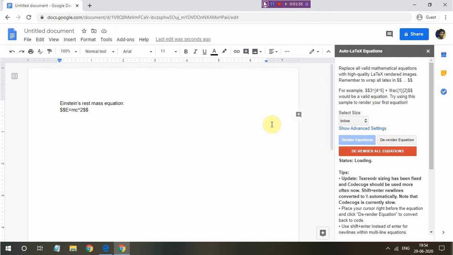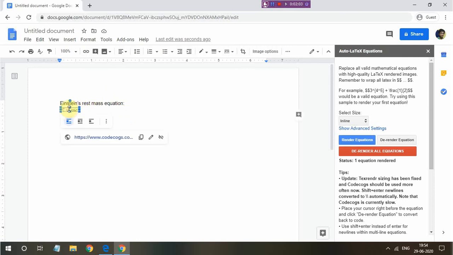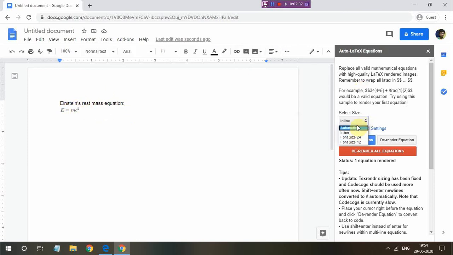You can render: just click render equations and this will be converted into an image. It takes some time, but it's really useful. You see it's converted to an image. Now the size is very small. Actually, you can choose here: this is inline, automatic, font size 24, font size 12. There are some options, so you can choose automatic if you want really big equations.